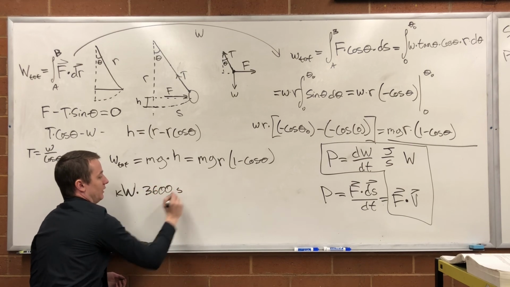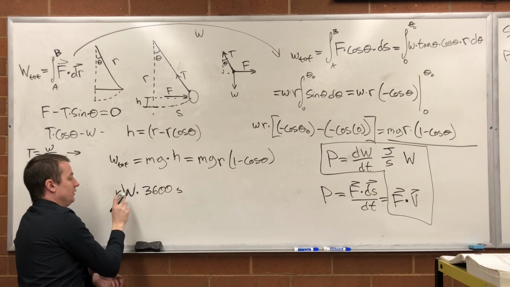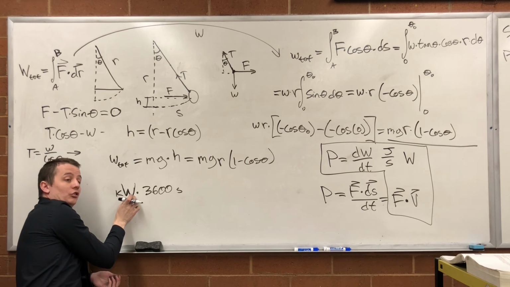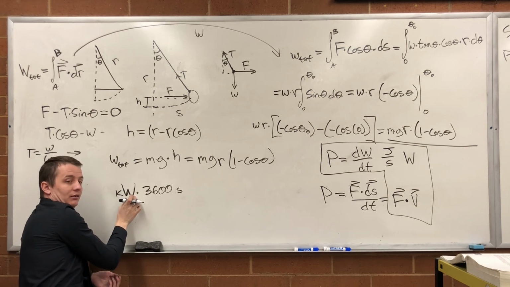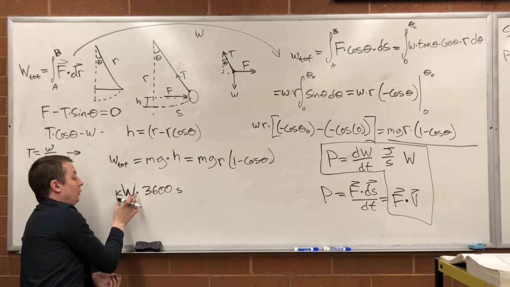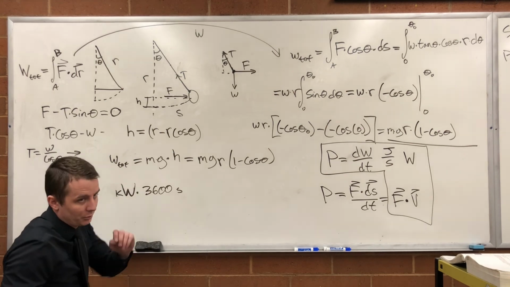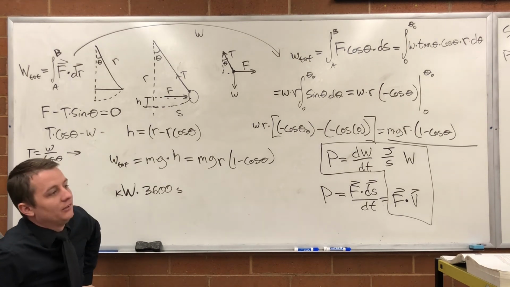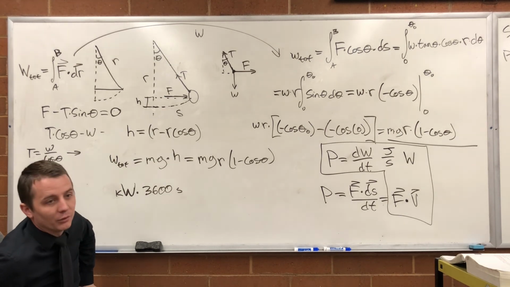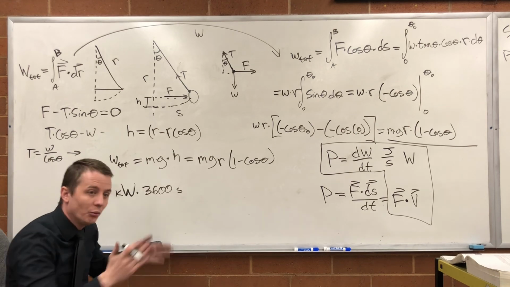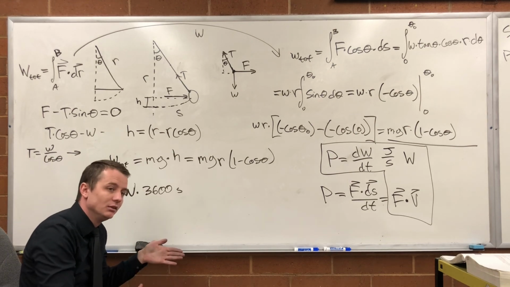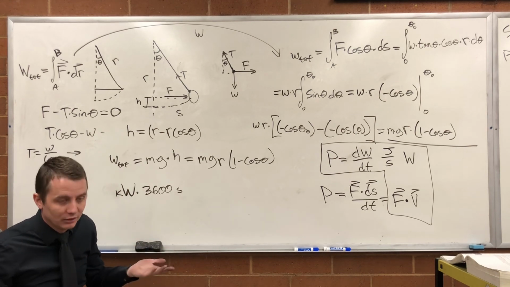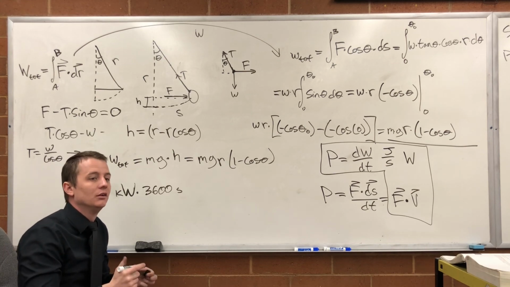3,600 seconds. And since watts is measured in joules per second, kilowatts is thousands of joules per second. When you multiply it by seconds, that gives you your total energy usage. So energy is measured typically at your household in kilowatt hours, which makes sense because you're taking watts, which is energy per time, and multiplying it by time, which then just gives you energy.